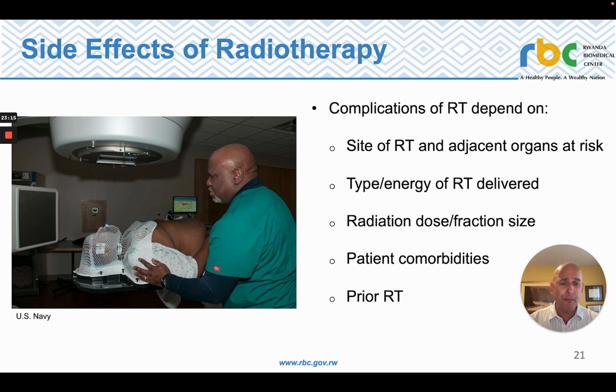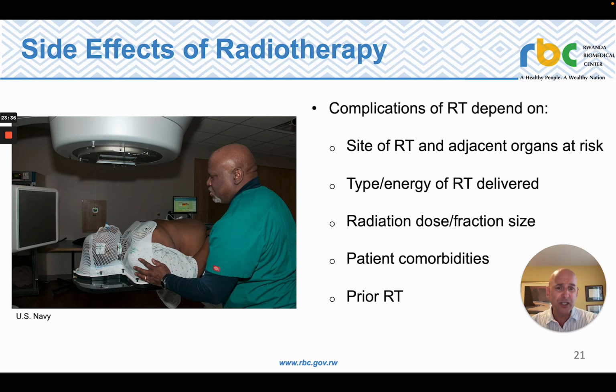How was it delivered? Was it delivered in a few very large fractions, which may cause more side effects in some situations? Or was it smaller fraction sizes over a longer period of time? Also, a very important thing is what types of patient comorbidities does the patient have?